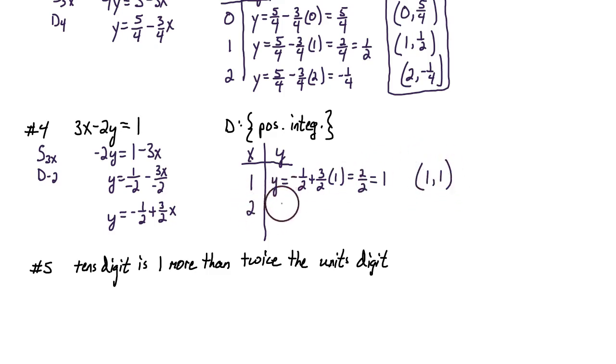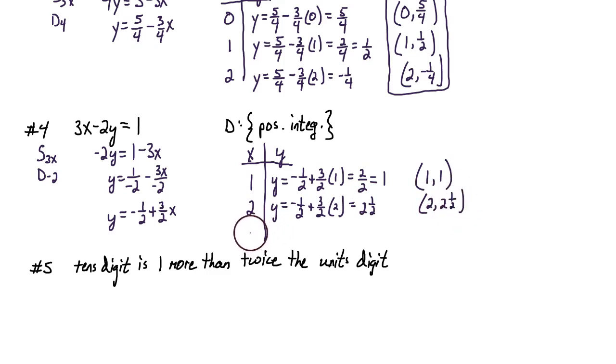Let's try 2. y equals negative 1/2 plus 3/2 times 2. 3/2 times 2 is 6/2, which is really just a 3, and negative 1/2 plus 3 is 2.5. So this root is 2, 2.5.